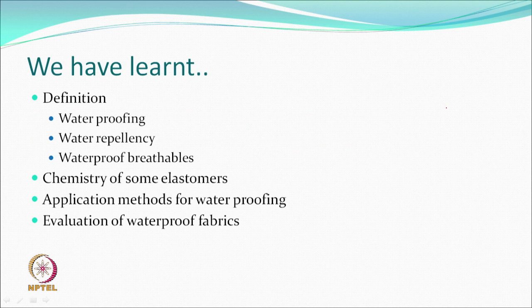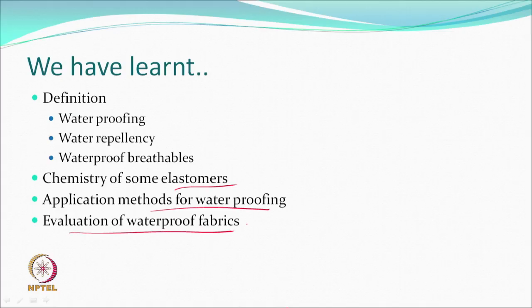So, what have we learned today? We have learned the definitions of waterproofing, water repellency, and waterproof breathables. We have talked about the chemistry of some of the elastomers which can be used as a coating on the textile surfaces, and a method for application, which is the knife on edge or a knife on roller direct coating. And we also said how this waterproofness can be evaluated.